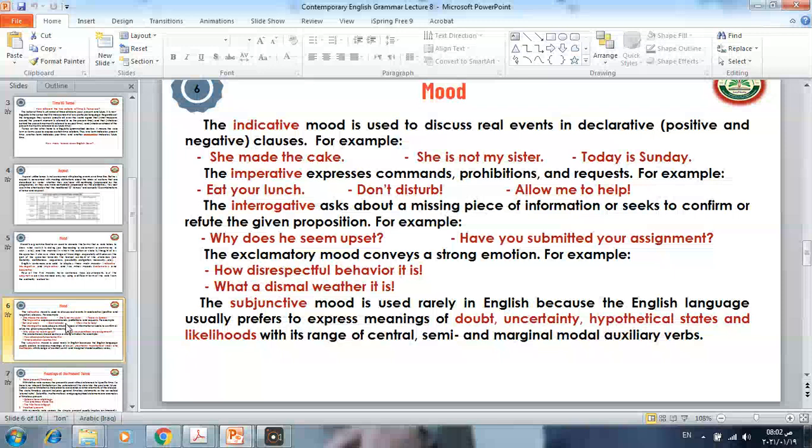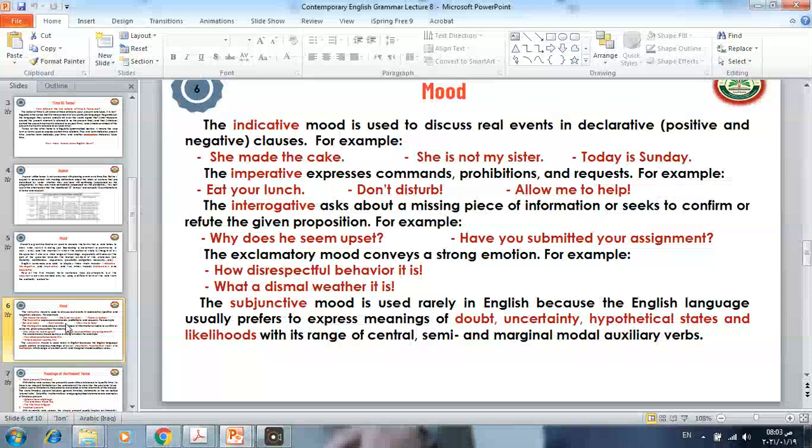The interrogative mood is expressed by means of yes/no questions and WH questions. So the interrogative mood is used to ask about a missing piece of information. When we use it to ask about a missing piece of information, we use the WH questions. When we use it to seek confirmation or refutation of a given proposition, we use the yes/no questions.